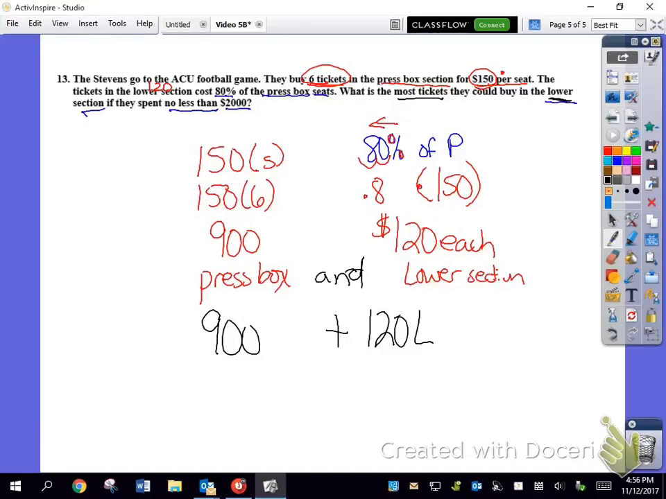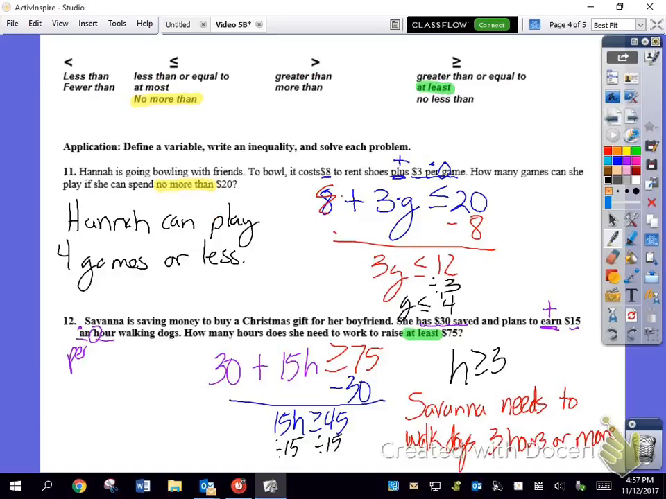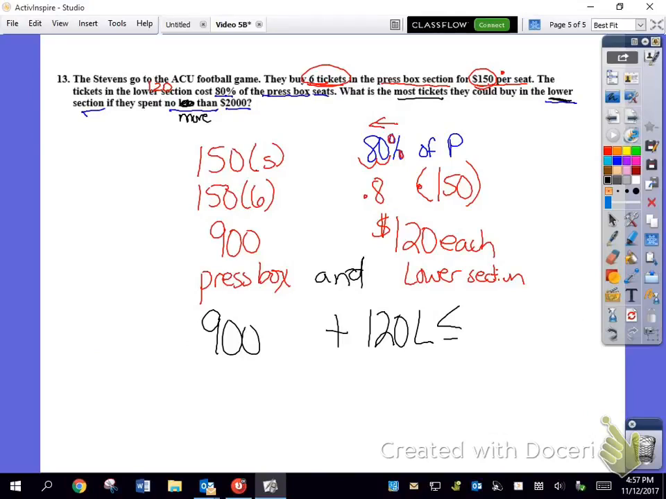If they want to spend, and I meant to put no more than, and I put the wrong word. That should be no more than, erase that please and put no more than, sorry. No more than. So let's look, no more than is less than or equal to. So that would be less than or equal to 2,000.